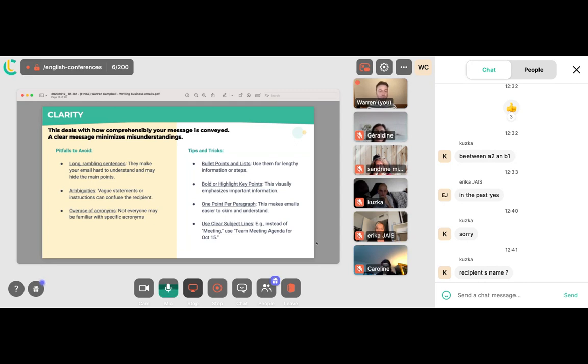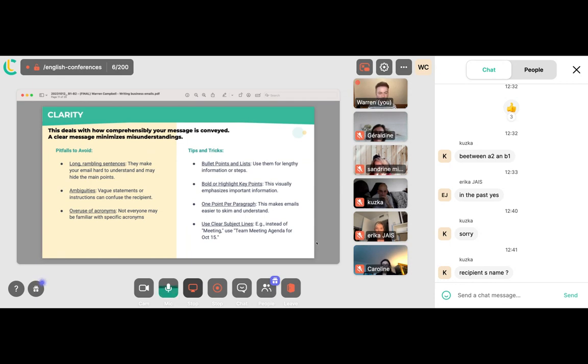Bolden the text, highlight key points. This makes the information more visual, more striking as well. Highlighting any important information gives it that emphasis. And one point per paragraph. Again, this makes emails easier to skim and understand. The word skim here means to read quickly.